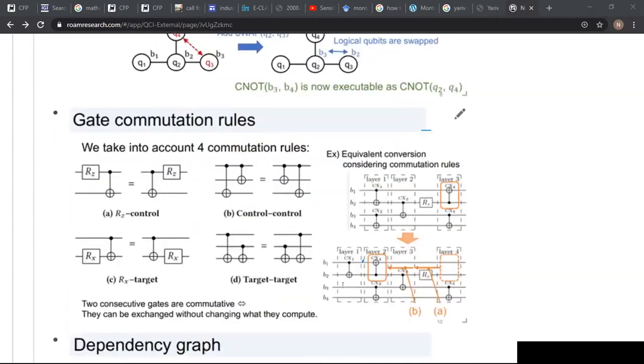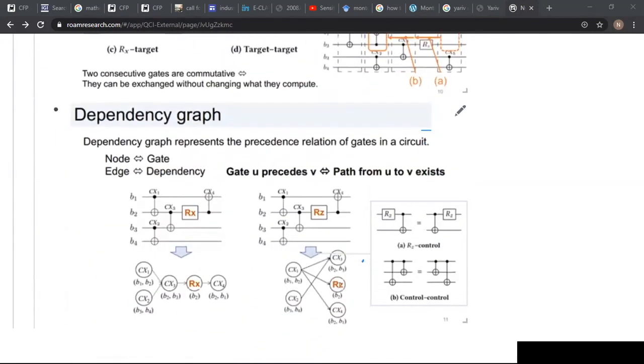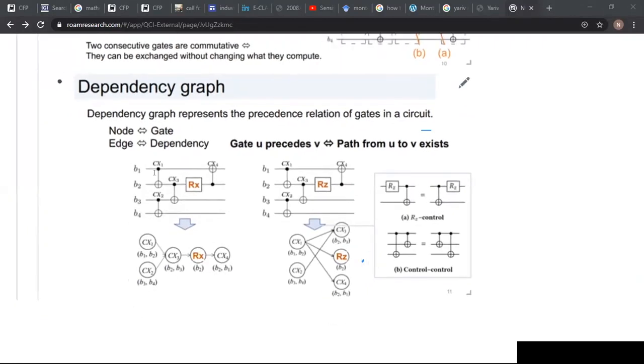Then we have what is called a dependency graph. The dependency graph represents the precedence relation of gates in a circuit. So if gate U precedes V, that means gate U is performed before V. So it actually means that there's a path from U to V, that the path exists. You are just forming the topology of a quantum circuit. So if I have the first part, on the left hand side, you can see CX1 and CX2 have been applied for a particular qubit.